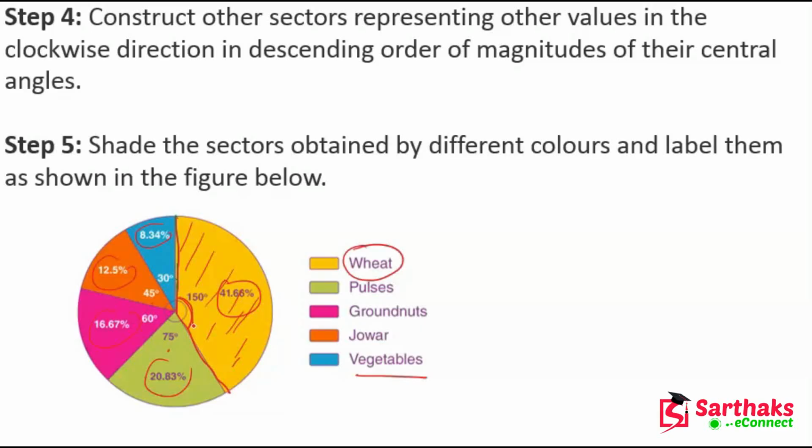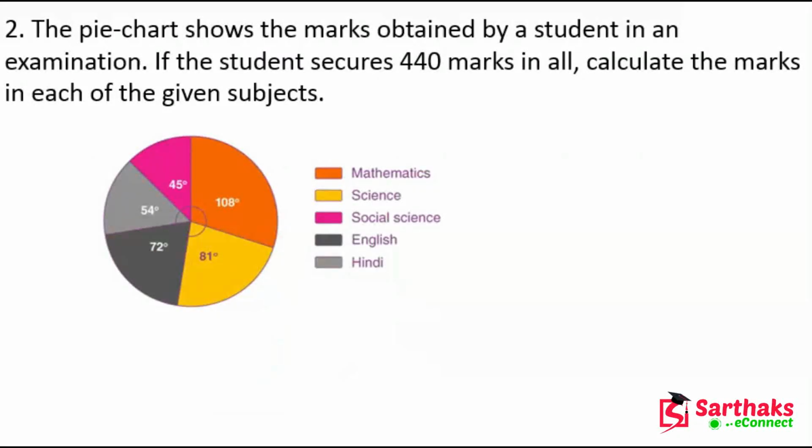Okay, understand? Yes. Now let's move on to the next question. Here we have the pie chart which shows the marks obtained by a student in an examination. If the student secures 440 marks in all, then calculate the marks in each of the given subjects. Okay, we have to calculate the marks in each of the following given subjects.